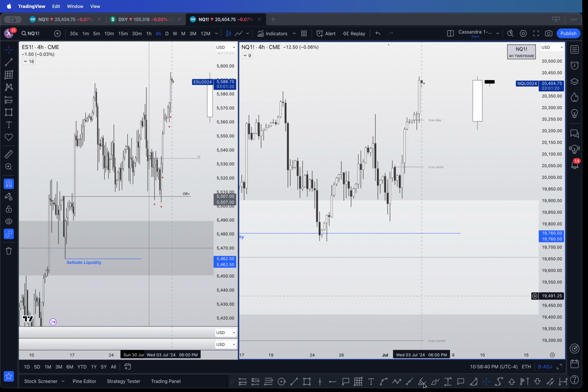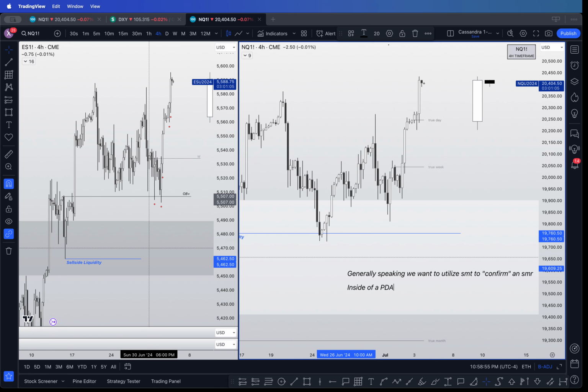So generally speaking, to confirm, I'm going to put this in quotes, inside of a PD array or context area, we are expecting a short-term market maker model to form around. Say that again. We want to utilize SMT to confirm the smart money reversal inside of a PD array or context area, same thing as saying PD array, that we are already expecting a market maker model to form around.